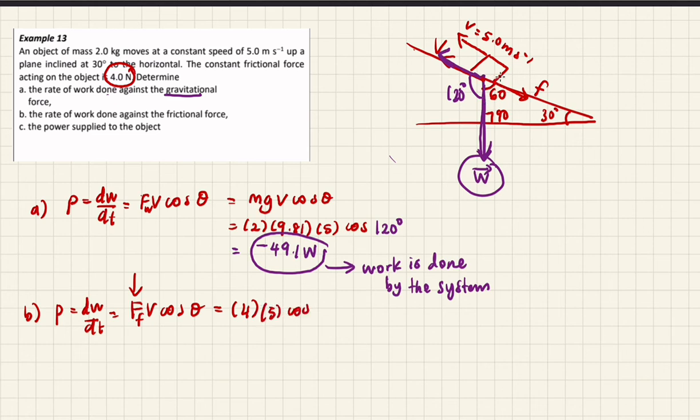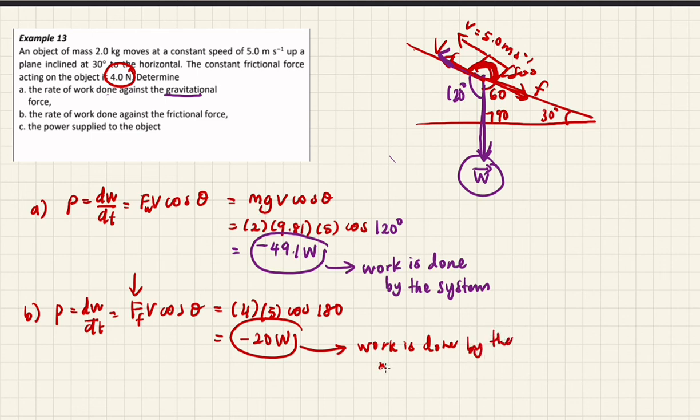So angle between frictional force and velocity. If awak tengok frictional force ke sini, velocity awak ke sini. So sebenarnya angle between the velocity and the frictional force is 180 degree. So cos 180. So when you put it into your calculator, kita akan dapat the final answer to be negative 20 watts. So again, kita dapat nilai yang negatif. The negative is just untuk menunjukkan work is done by the system. So that one is for B.